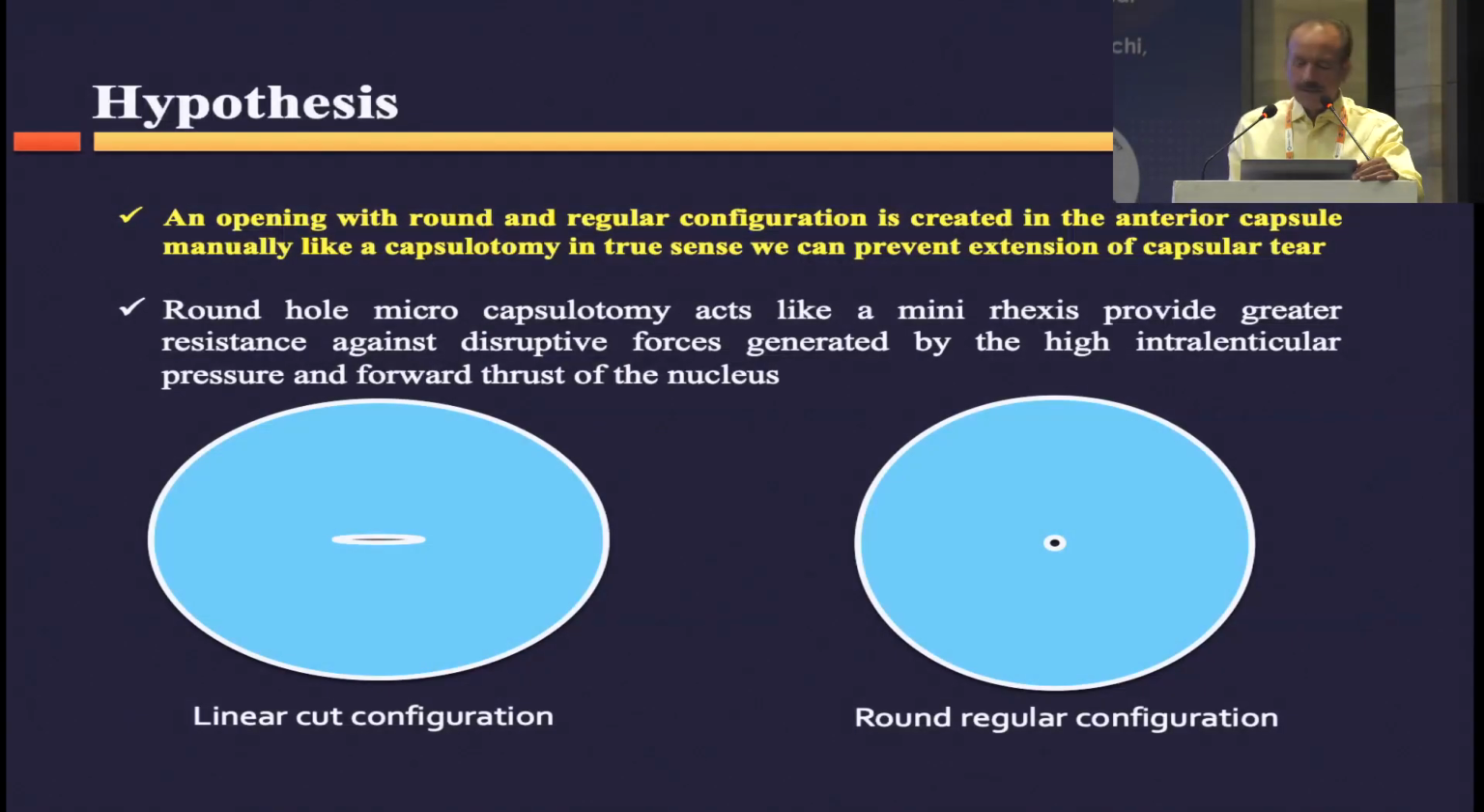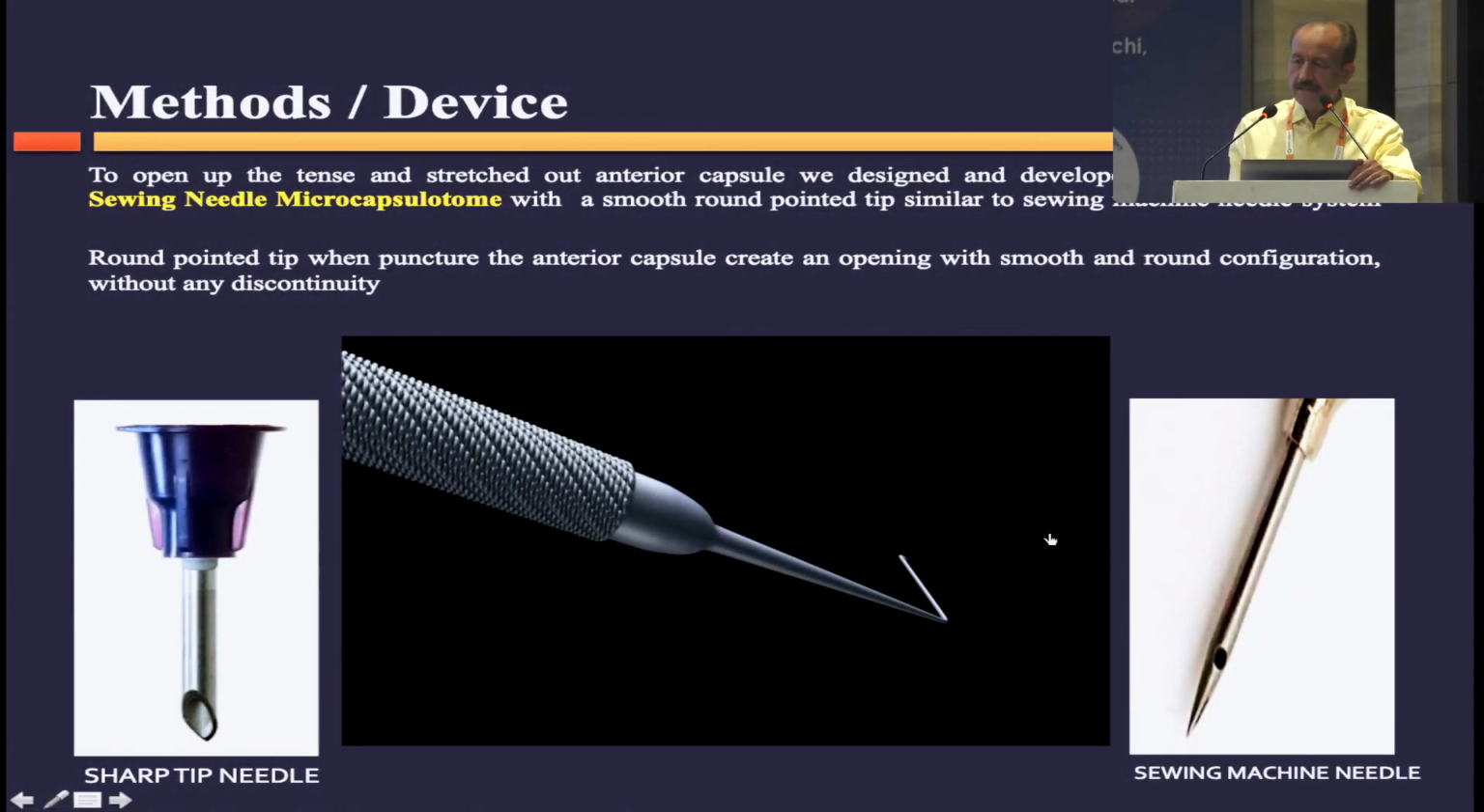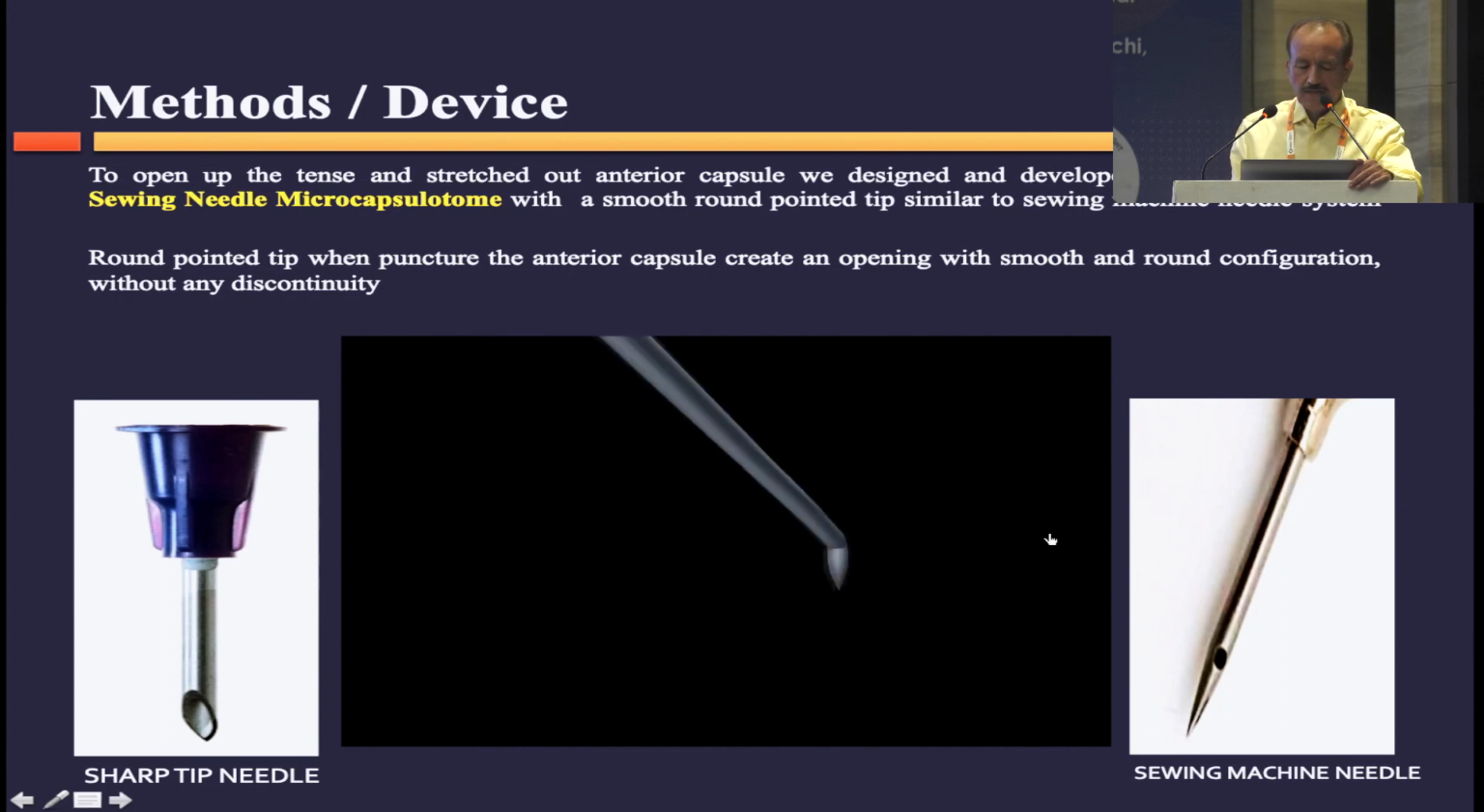So this is actually the reason why you get the Argentinian flag sign. We had a hypothesis: instead of making a cut on the anterior capsule of this kind, why not make a hole before we start the capsular access? So we devised a device. This is called the swaying needle microcapsulotomy.